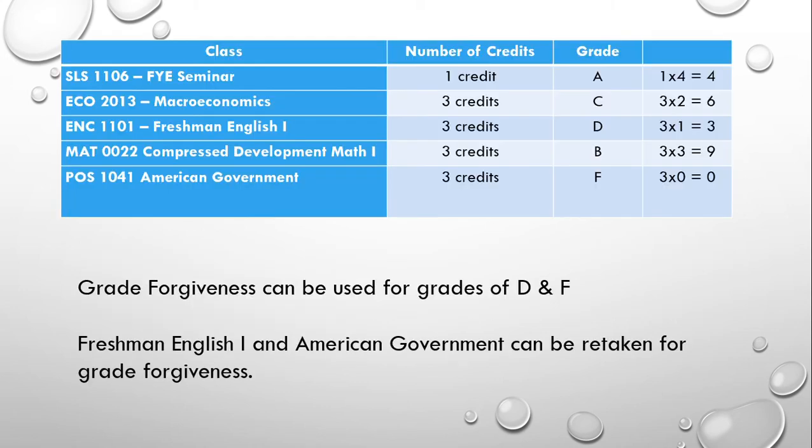Okay, so if we're back to this person here, we see that this person got a D in freshman English. So they could retake that course. They got an F in American Government. They could retake that course. So you cannot retake courses that have an A, B, or a C in it.